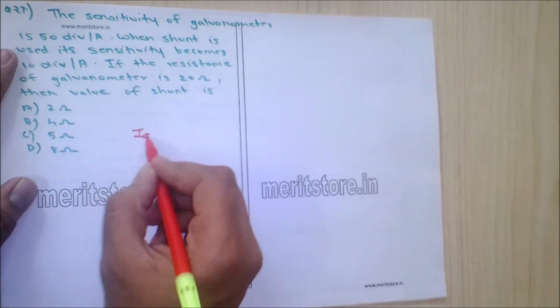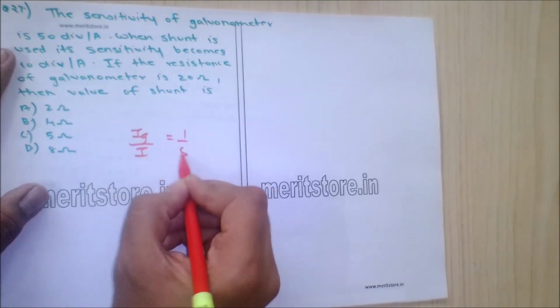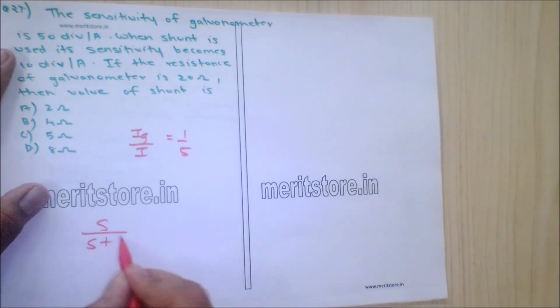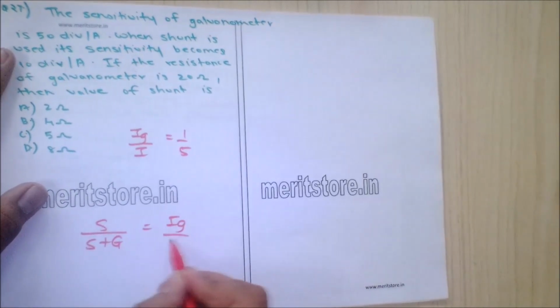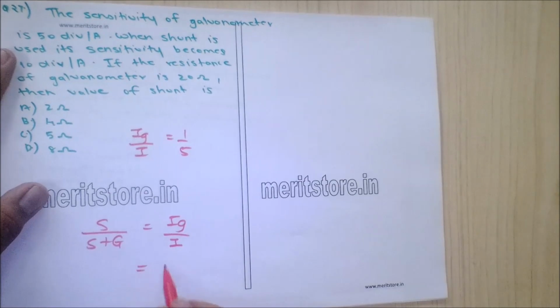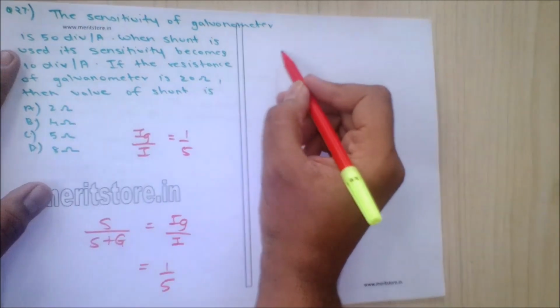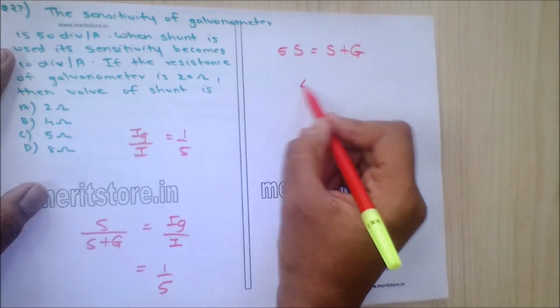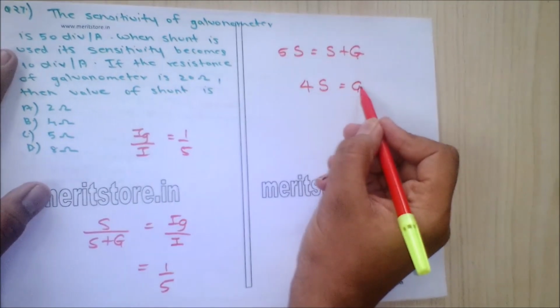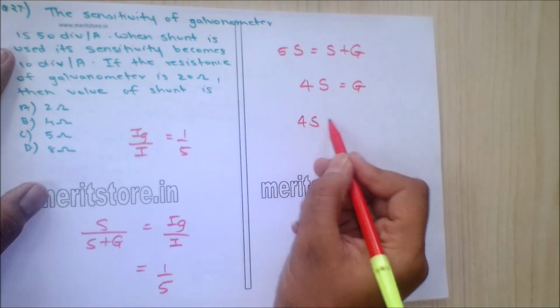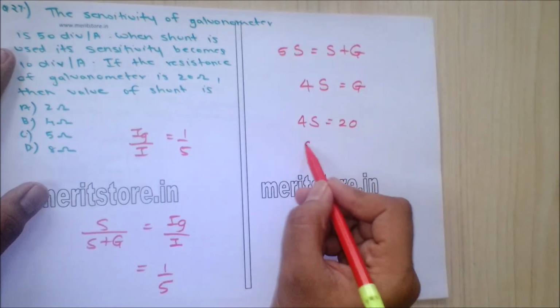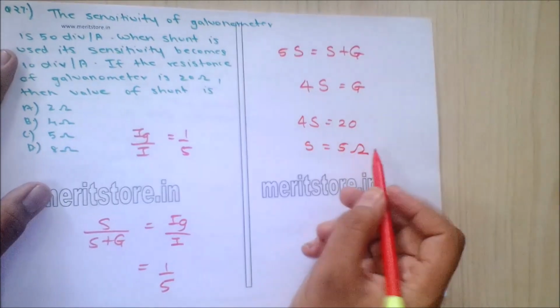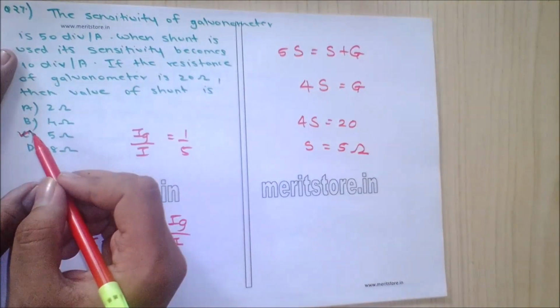Now we know Ig by I is equal to 1 by 5. S upon S plus G is equal to Ig by I, which is 1 by 5. So 5S is equal to S plus G. 4S is equal to G. 4S is equal to 20. The value for S is nothing but 5 ohms. So option C is the correct answer.